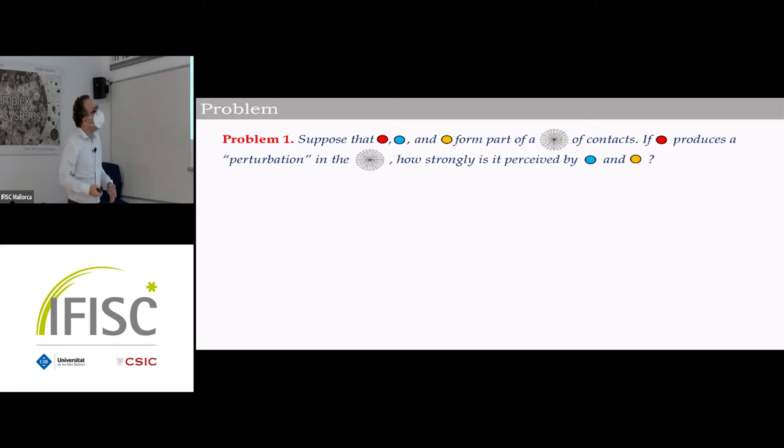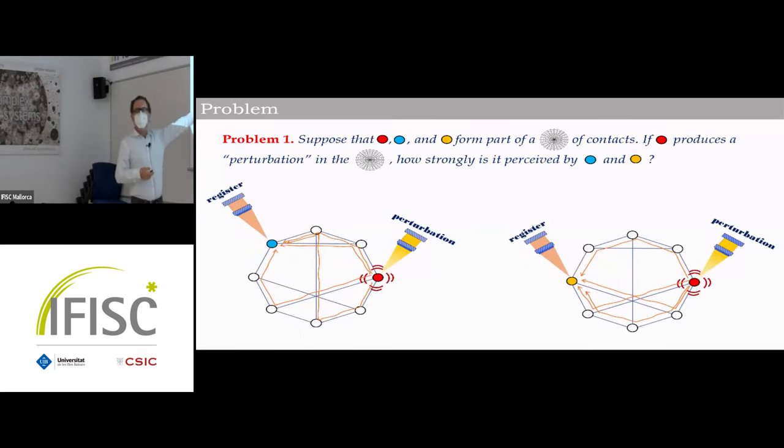So the question is how strongly this perturbation is perceived by these two other nodes in the network. Suppose we have a physical setup here, and this is the red node, and it produces a certain kind of perturbation, and this perturbation is registered by this other node marked in blue, or this one marked in yellow. The idea is to see how easily this perturbation is propagated through the network by taking into account all the possible routes that go from one node to the other in the graph.